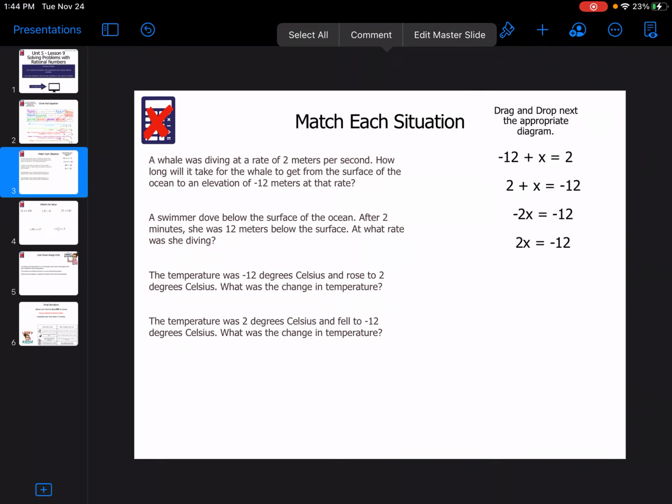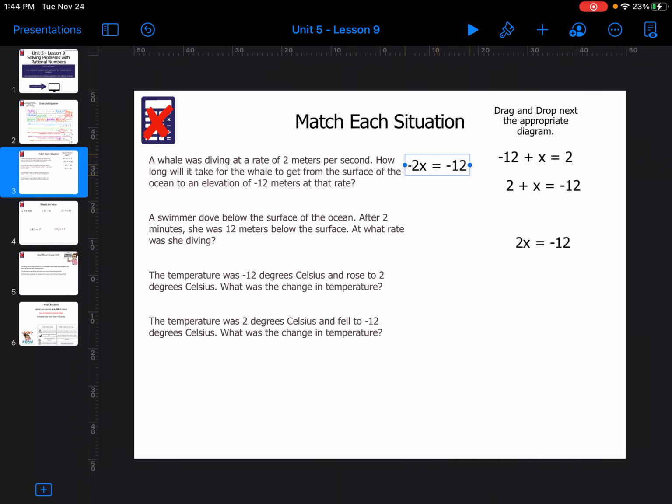Okay, a whale is diving at a rate of 2 meters per second. So that tells me I'm multiplying. And it's diving, so it's going down. How long will it take the whale to get from the surface of the ocean to an elevation of negative 12 meters? Well, I know that it's going down at a rate of 2 meters per second. So how long is it going to take? So I think we're going to go with this one.